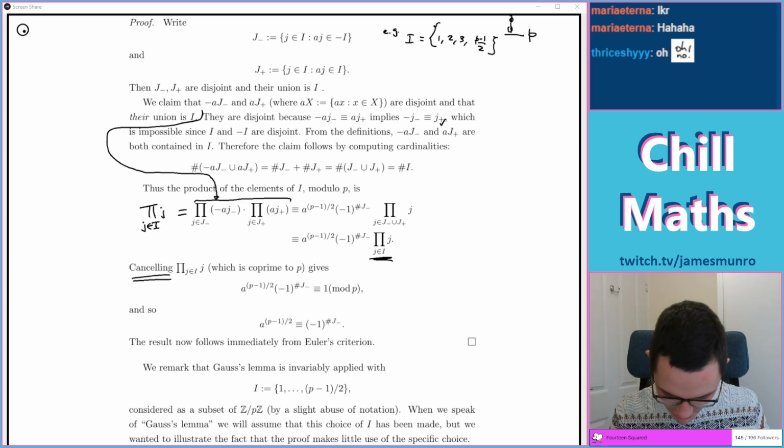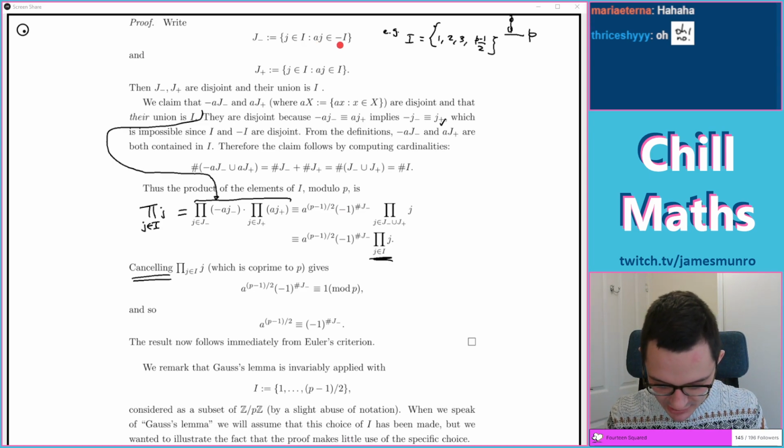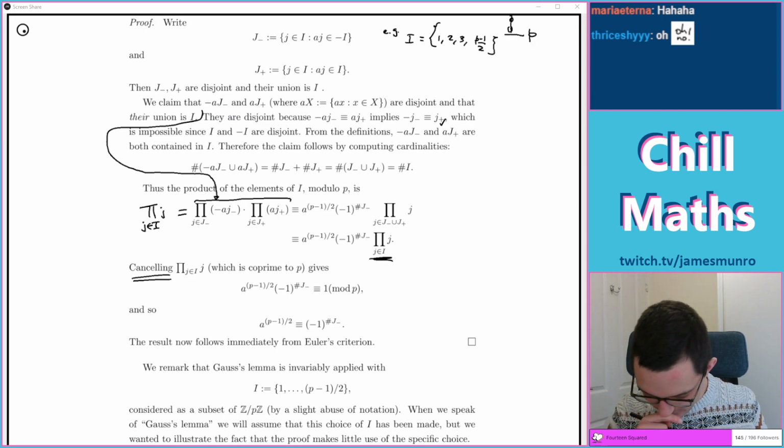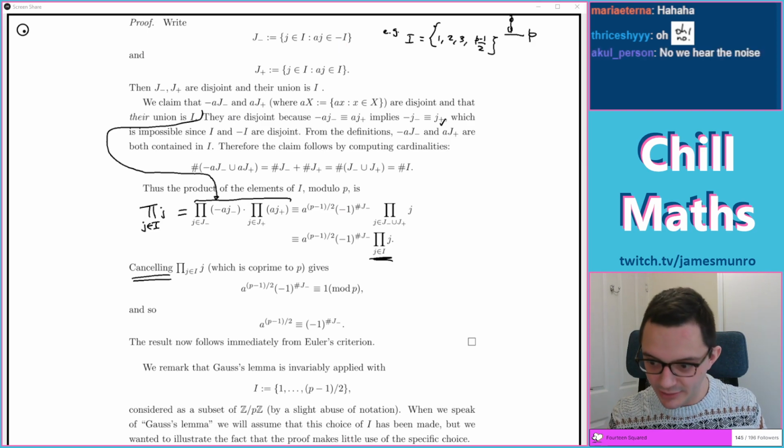I'm not sure I'm getting this J minus right. J in I, such that aJ is in minus I. For me, that's all of them. And J plus is those J in I.